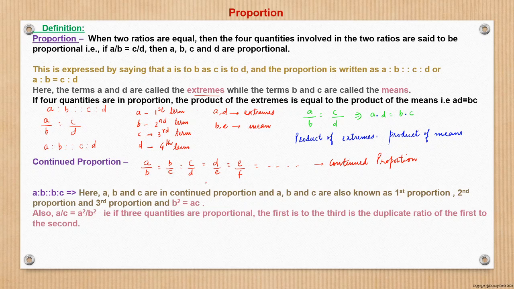So what is the difference between this and A by B is equal to C by D, which we have written here? There, all the numbers A, B, C, D are different. Whereas here, A by B is equal to B by C is equal to C by D. So here the denominator of the first ratio is the same as the numerator of the second ratio. So this is a general expression of a continued proportion.